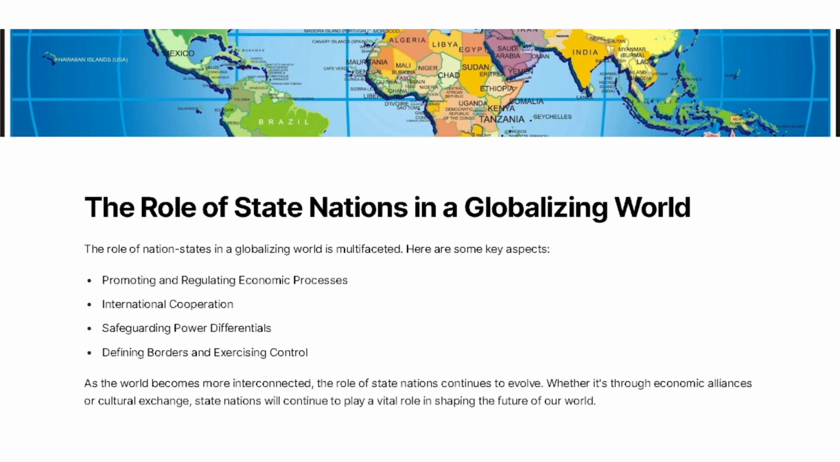So, as the world becomes more interconnected in terms of economic treaties, in terms of globalization, in terms of internationalization, in terms of industrialization, in terms of military cooperation, you name it, the role of a state nation continues to evolve, whether it is through economic alliances or cultural exchange. State nations will continue to play a vital role in shaping the future of the world.